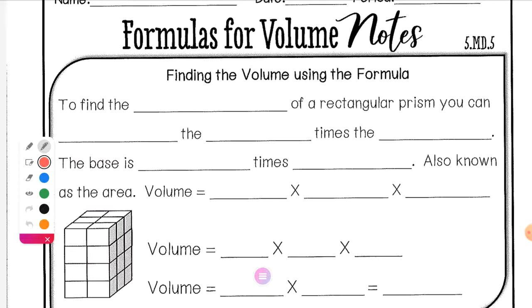So to find the volume of a rectangular prism, you can multiply the area of the base times the height.